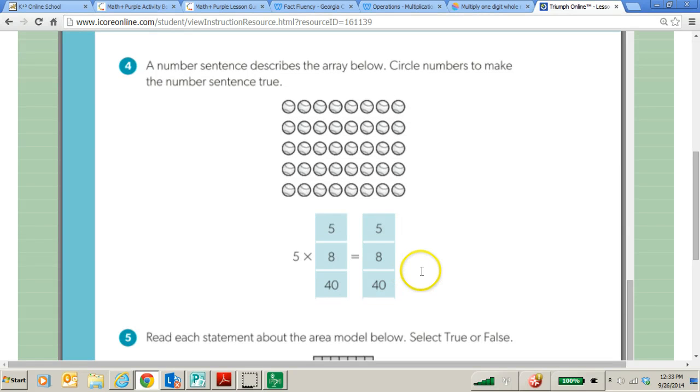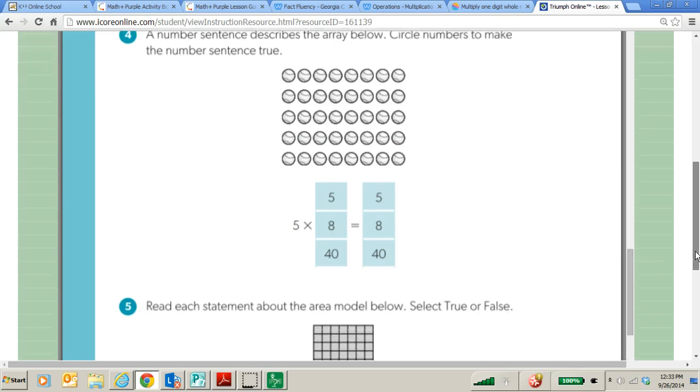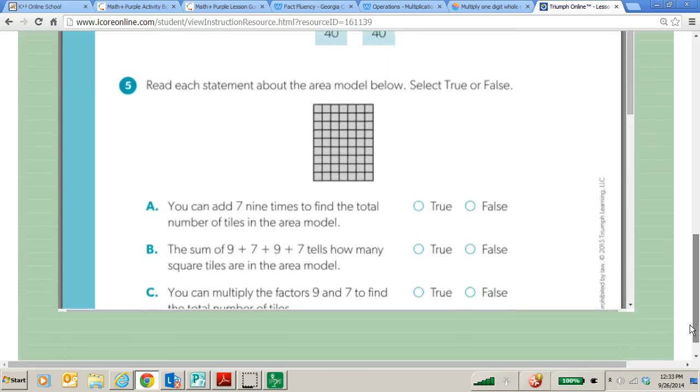This is kind of fun as well, and especially as we transition to the test in the future being computerized for the Georgia Milestones, it could be that they click on something. So we have 5 rows with 8 in each row, so we would have 5 with 8 equals 40. And we can encourage students to circle those answers, and that will help them transition to that test.